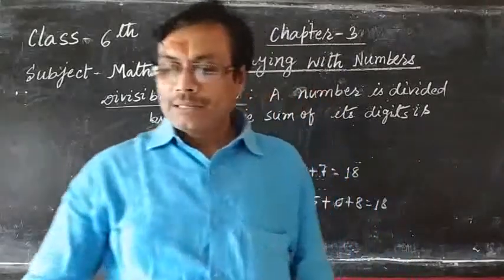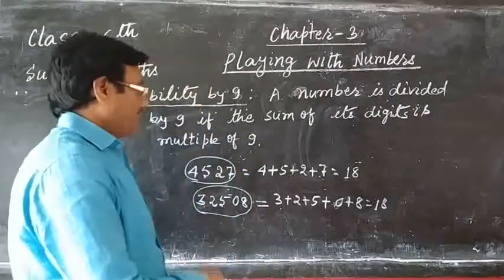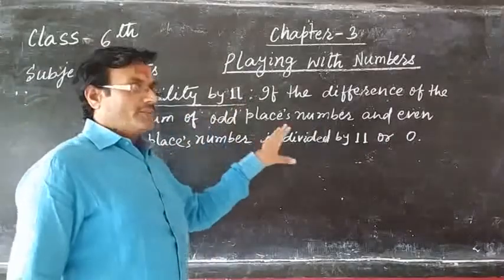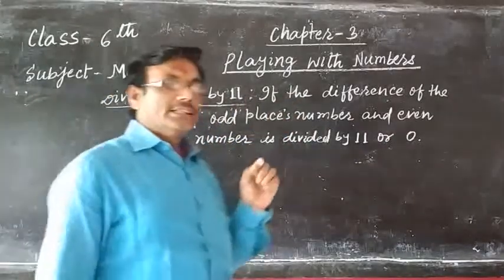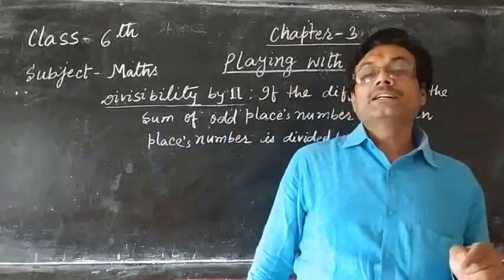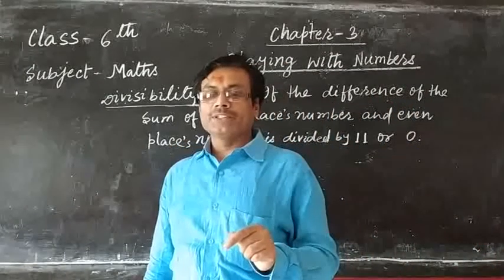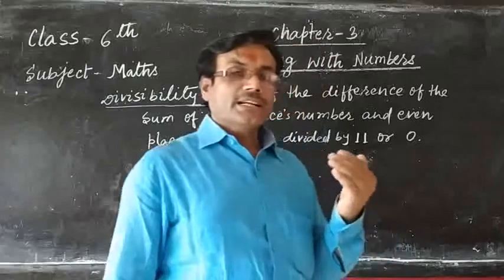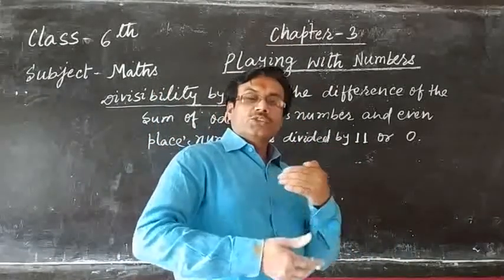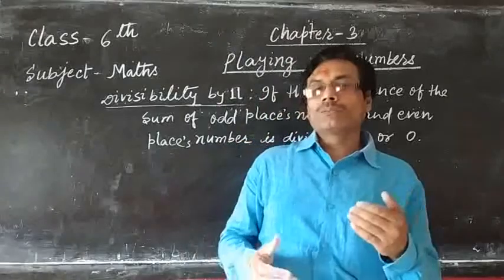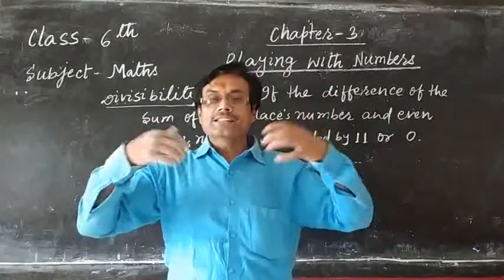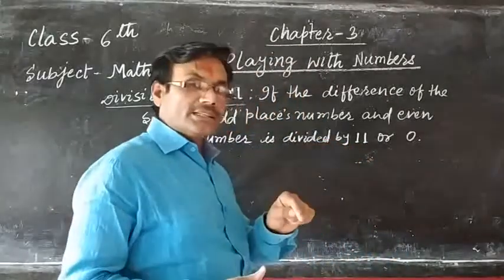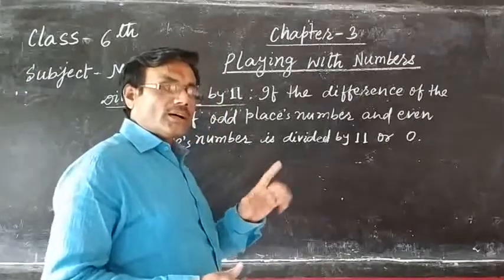Now we will learn about the divisibility of 11. Divisibility by 11: if the difference of the sum of odd places numbers and even places numbers is a multiple of 11 or 0, then it is divisible. यानी हम क्या करते हैं कि अल्टरनेट जो संख्या दिए रहते हैं उन संख्याओं को पहले ऐड करते हैं और फिर उनके एडिशन आने के बाद हम दोनों को माइनस करते हैं और देखते हैं कि वो डिफरेंस 11 से घट रहा है या नहीं, या 0 आता है या नहीं.